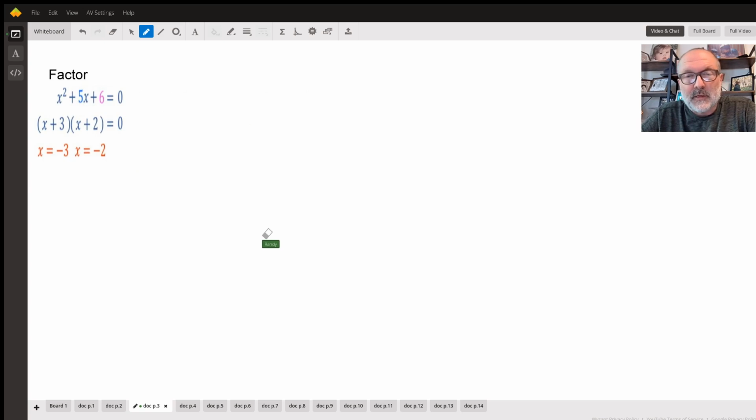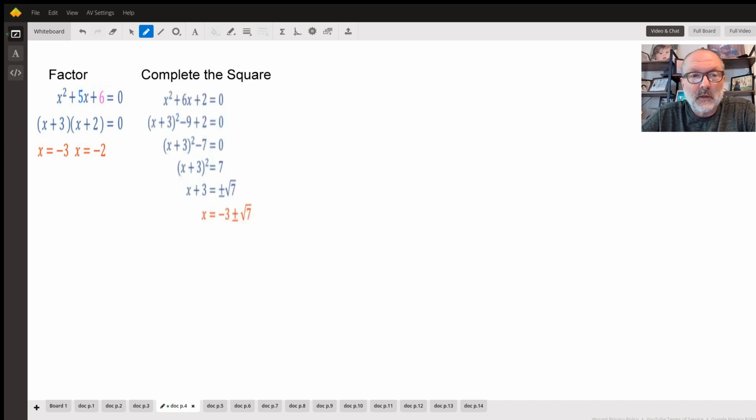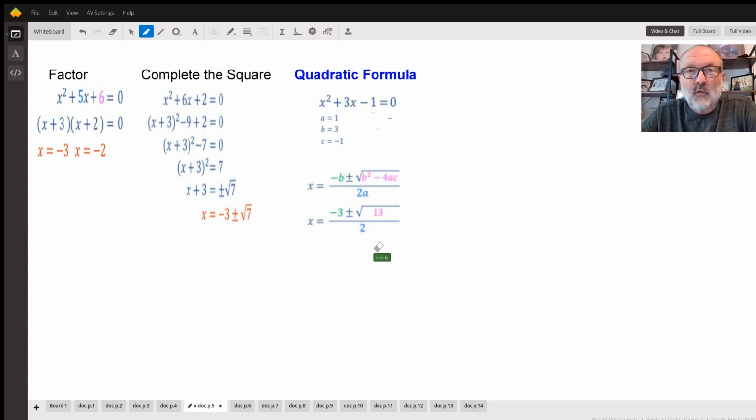The first method is factoring, which can typically be the easiest. Another one is completing the square, which can be kind of easy, but can also be difficult. And then the quadratic formula, which is kind of the same for pretty much most of the problems.